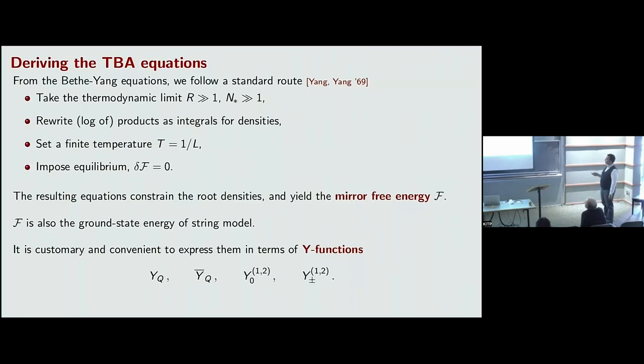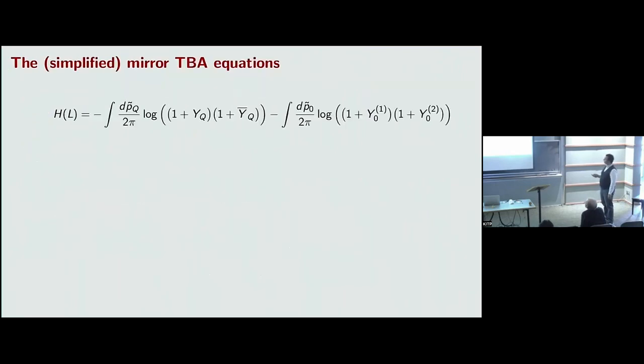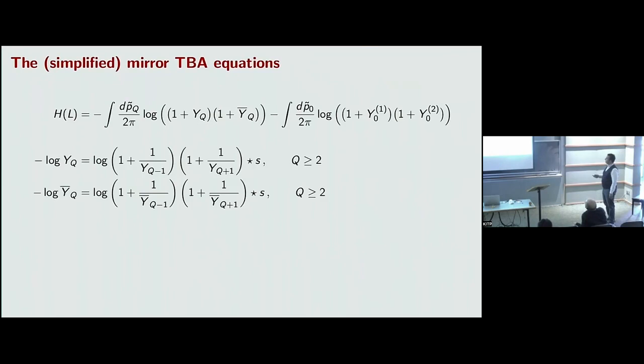So let me just sketch to you how this goes. First of all, this is the ground state energy, and you see that it gets contribution from this Y_Q, Y-bar_Q, and from the massless guys. It doesn't get contribution from the auxiliary guys. And then the Y_Q particle for a generic large enough Q is related just to the Q plus one and to the Q minus one, and similar for the Y-bar_Q. So this is a very simple form of the simplified equations. This star is just some convolution with a standard Cauchy kernel.